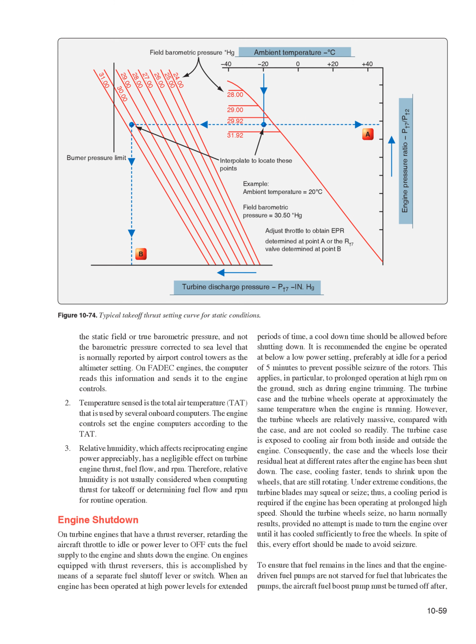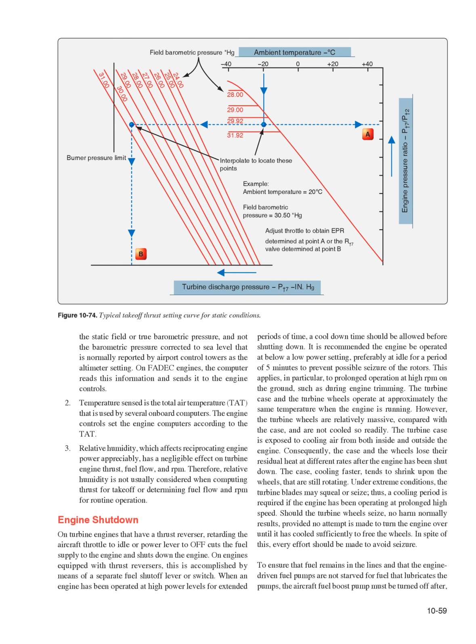It is recommended the engine be operated at a low power setting, preferably at idle, for a period of 5 minutes to prevent possible seizure of the rotors. This applies, in particular, to prolonged operation at high RPM on the ground, such as during engine trimming. The turbine case and the turbine wheels operate at approximately the same temperature when the engine is running.